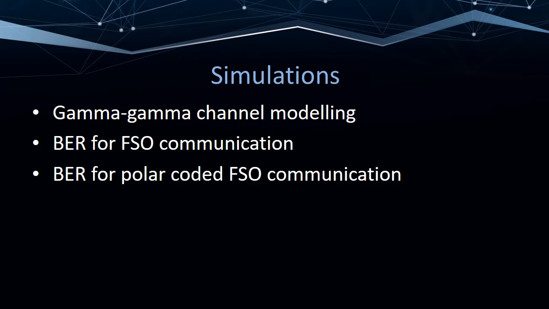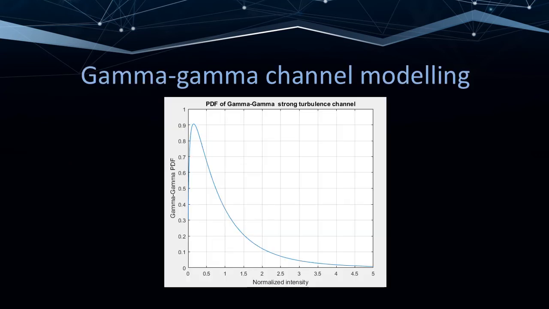We have three simulations over here: the gamma gamma channel modeling, bit error rate for FSO communication, and bit error rate for polar coded FSO communication. This is the gamma gamma channel modeling. Over here I have done the modeling for the strong turbulence channel. You can see that as the normalized intensity increases, the PDF, or probability density function, for the gamma gamma channel decreases. The intensity is modeled from -20 dB to 200 dB.